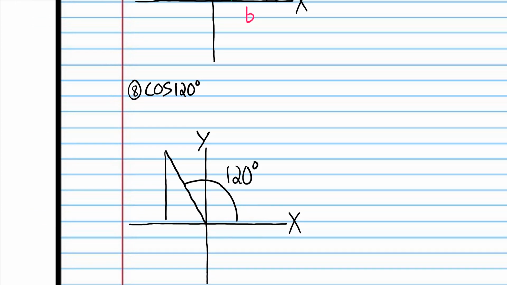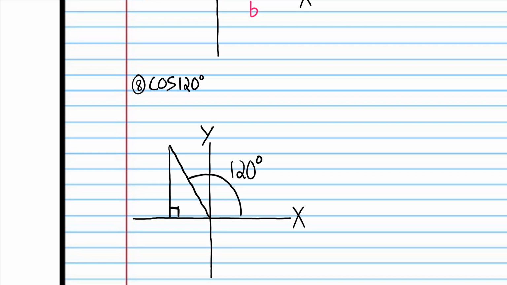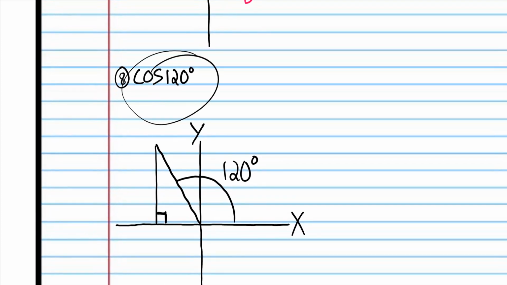I'm going to draw a triangle. It's got to be a right triangle because these functions are only defined for right triangles. Now I'm going to find the reference angle. So you tell me, what is the reference angle? That's the angle between the x-axis and the terminal side of the angle. So what is this angle here? Well, we rotated 120 degrees. How much farther do you have to go to get to 180 degrees? Well, 60. So the reference angle is 60 degrees.